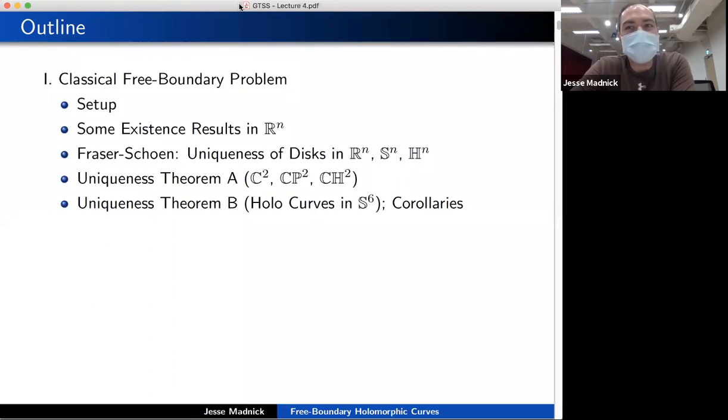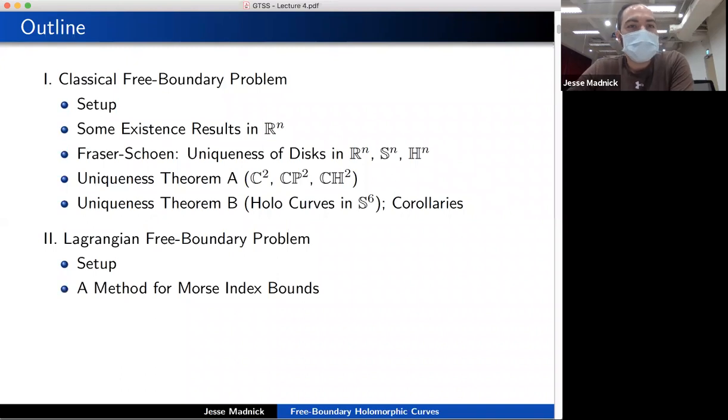In particular, you might hope for a uniqueness result for free boundary holomorphic curves in a geodesic ball of the 6th sphere. And we get such a uniqueness result, and so we'll discuss it. But the point I want to make is that all 3 of these theorems are proved in the same way. They use Hopf differential type arguments.